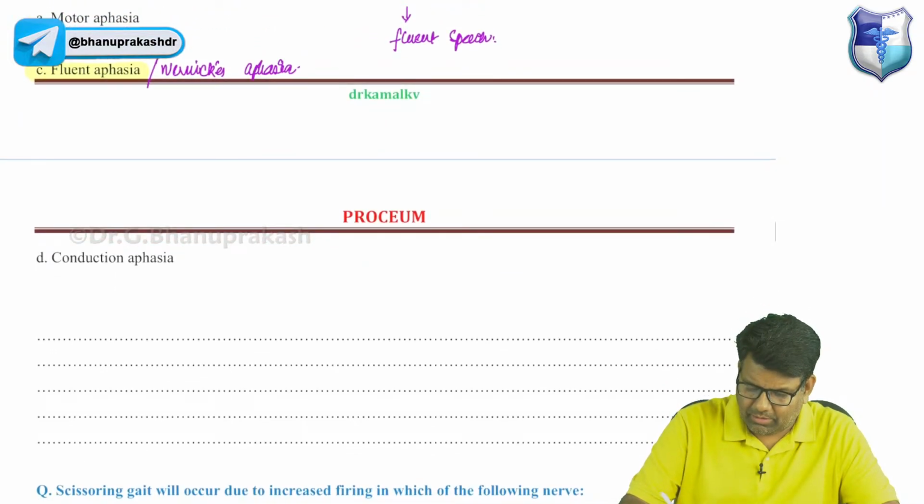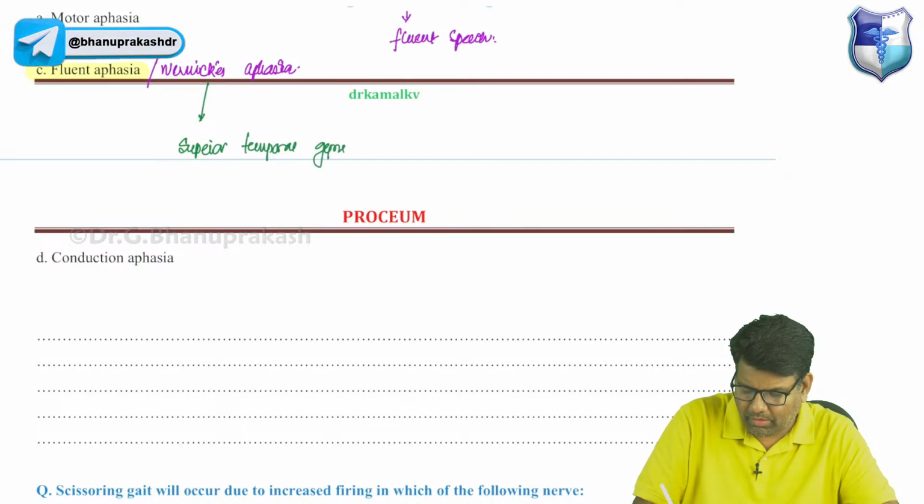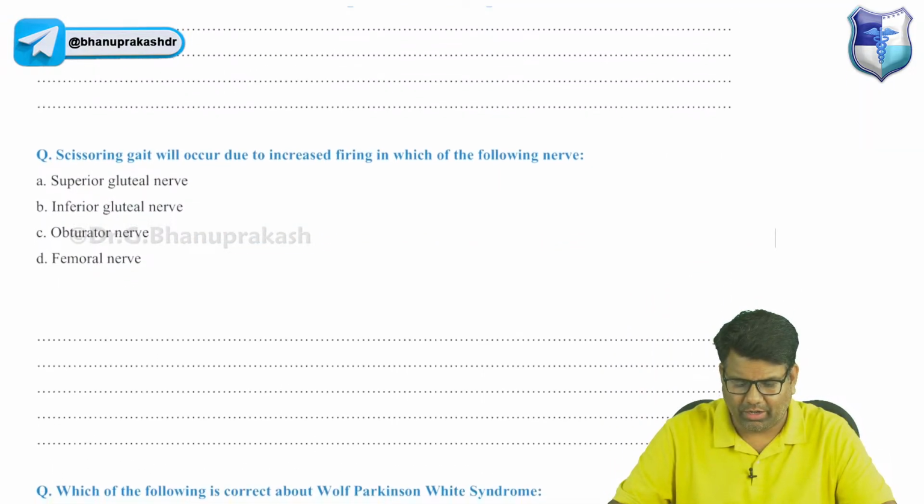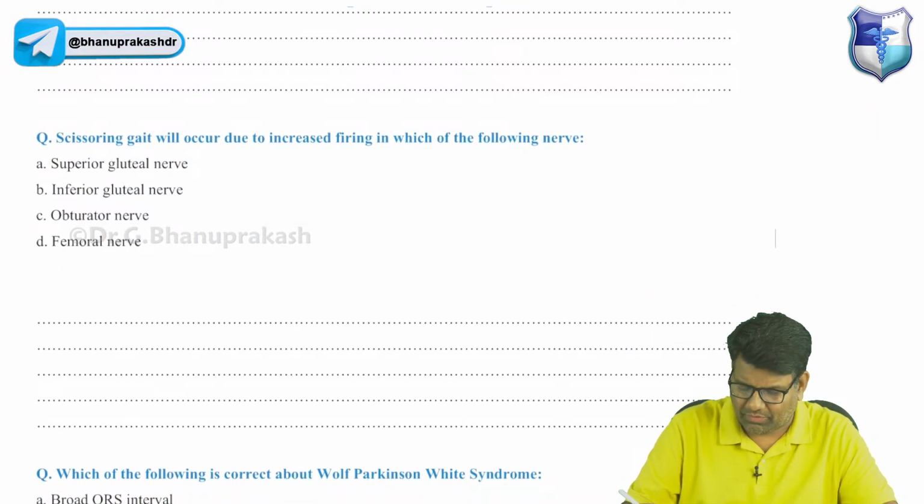Which part of the brain? Superior temporal gyrus. So this is Wernicke's aphasia, or fluent aphasia, or sensory aphasia.